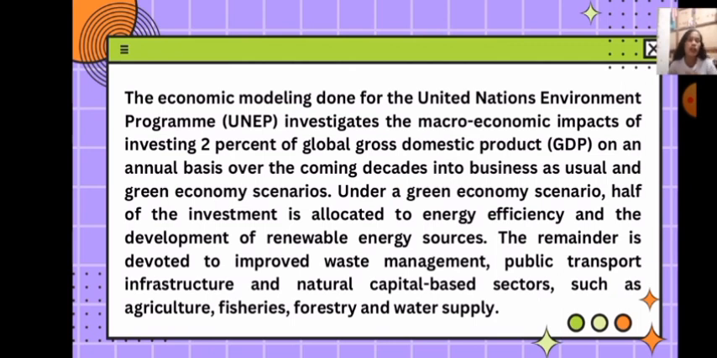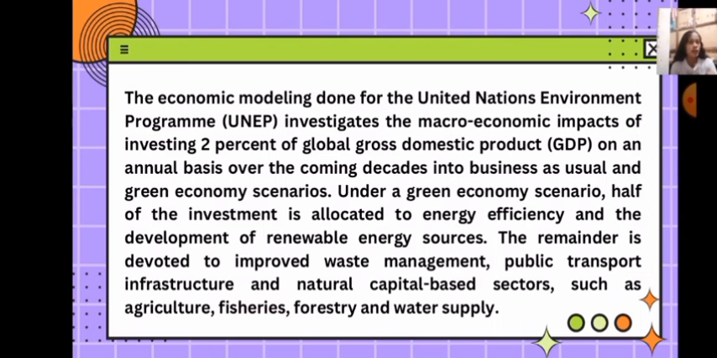So this concept of a green economy scenario is where the investments from investors, companies, and the government are used to have a proper allocation to energy efficiency and the development of renewable energy sources, giving attention and investing in these sources in order for us people to be more efficient, just like what I've said.